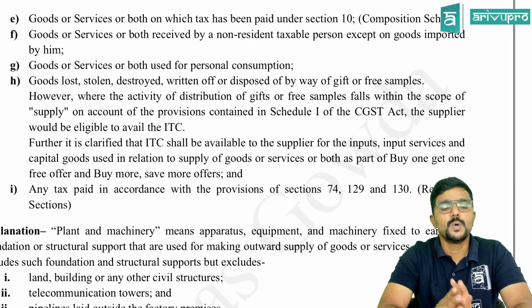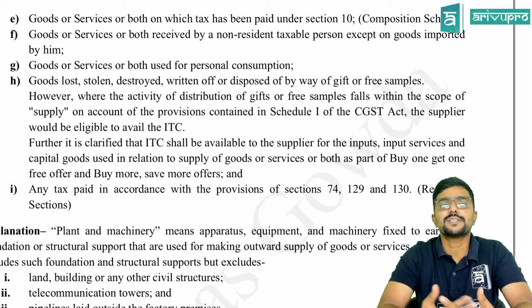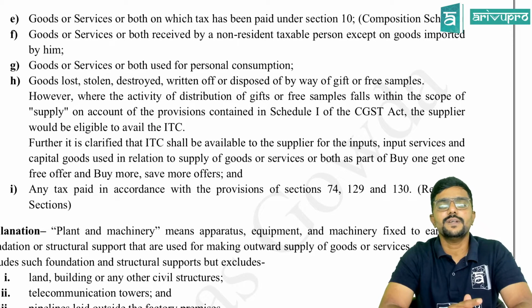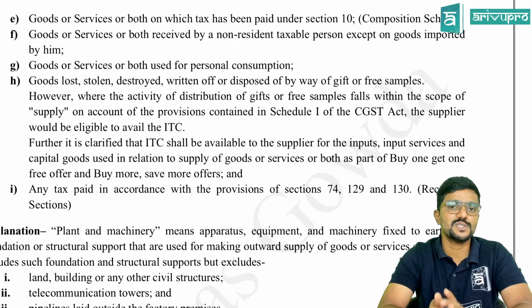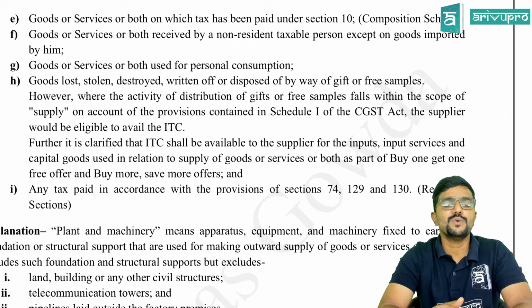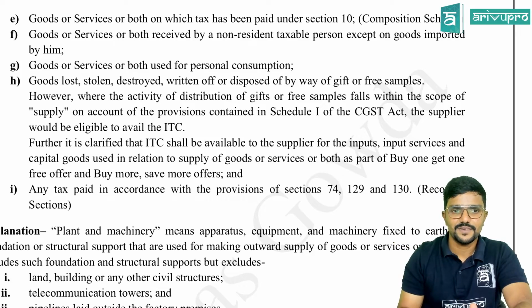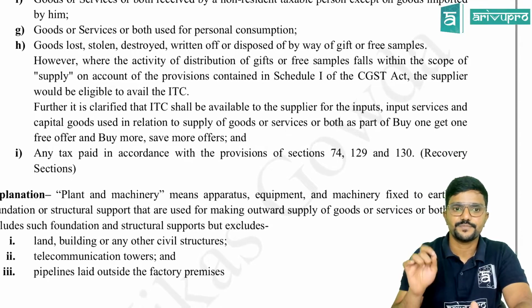Next one. Goods or services or both used for personal consumption. So it is very clearly told in section 16. Whatever inward supply you have taken, you should use it in your business or intend to use it in the business. If you are using your inward supply for personal purpose, no credit. They are giving one more clarity here. Okay. Yes, sir. Next. H.